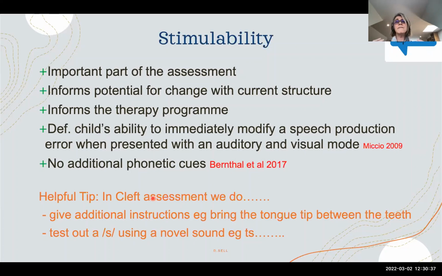assessment. For example, if they're not doing the t sound, we might give them the idea to bring the tongue tip between the teeth and show them that. Or we might test out an S using a novel sound, such as stretching a t, so it becomes ts, ts, and you get your S facilitated by that t.